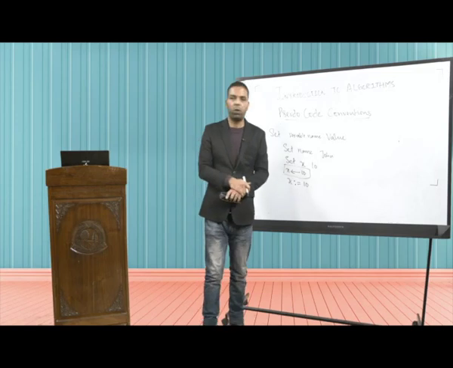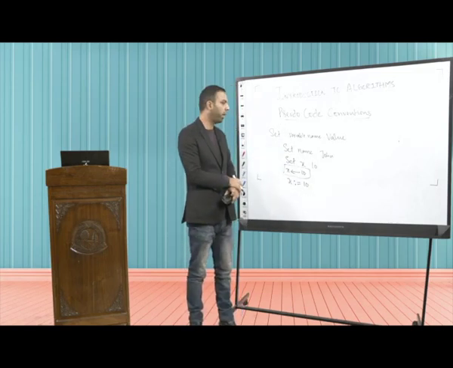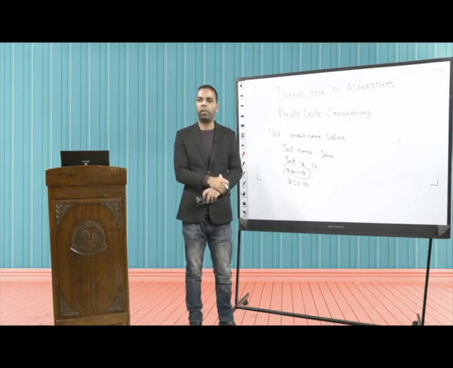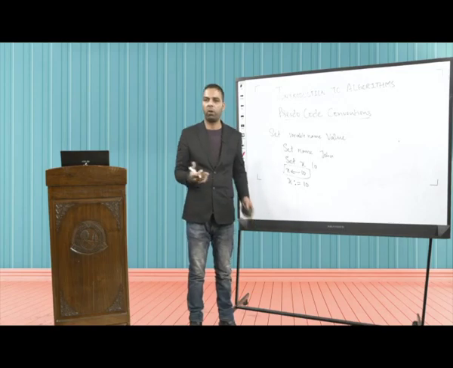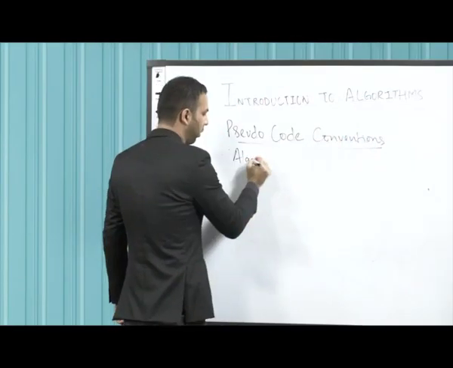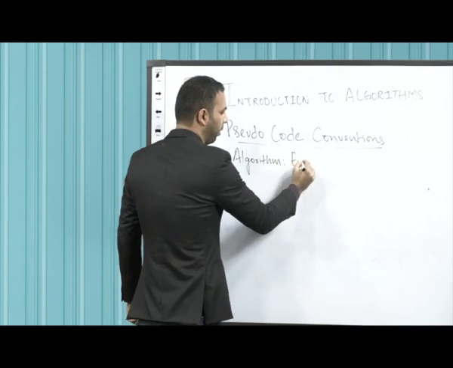So we have seen pseudocode conventions. Using these pseudocode conventions, let us now write again that algorithm that we used at the beginning of our lecture, that was to check if a number is even or odd. Again, I'll name it even odd.